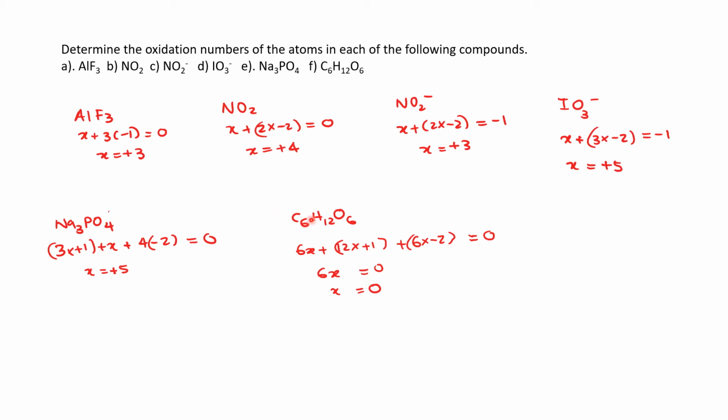So let's find the oxidation number of carbon. We have 6 carbon atoms. That means we are going to write it down as 6X. Hydrogen has +1 and we have 12 of them. Oxygen has -2 and we have 6 of them. And the overall charge is 0. That makes the oxidation number of carbon 0 in this compound.